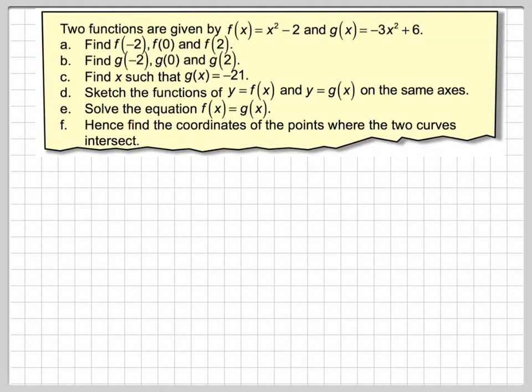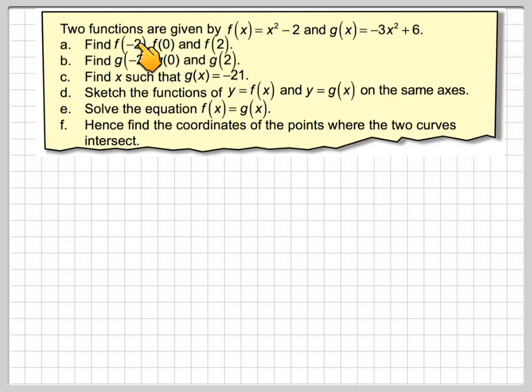Hi, in this video we're going to look at two functions which are quadratics. We're going to use a bit of function notation, solve equations, draw the graphs and find where the graphs intersect. So these two functions are given by f of x is equal to x squared minus 2 and g of x is equal to 3x squared plus 6.